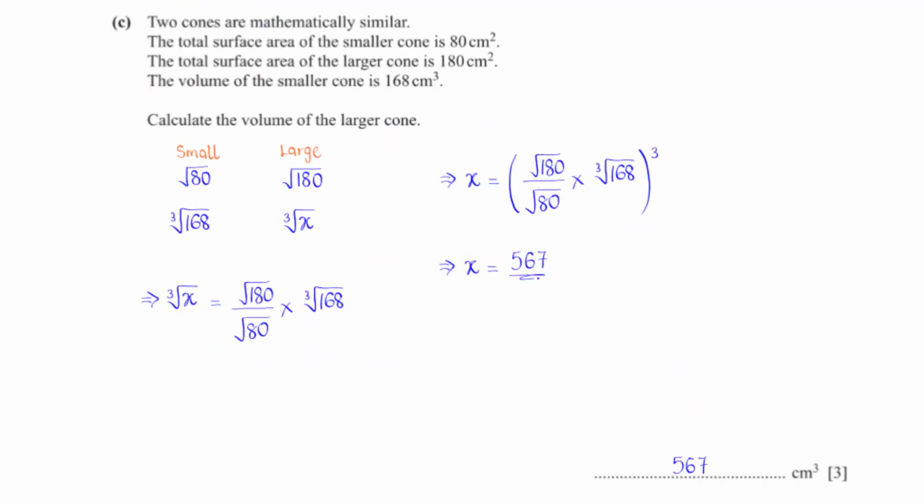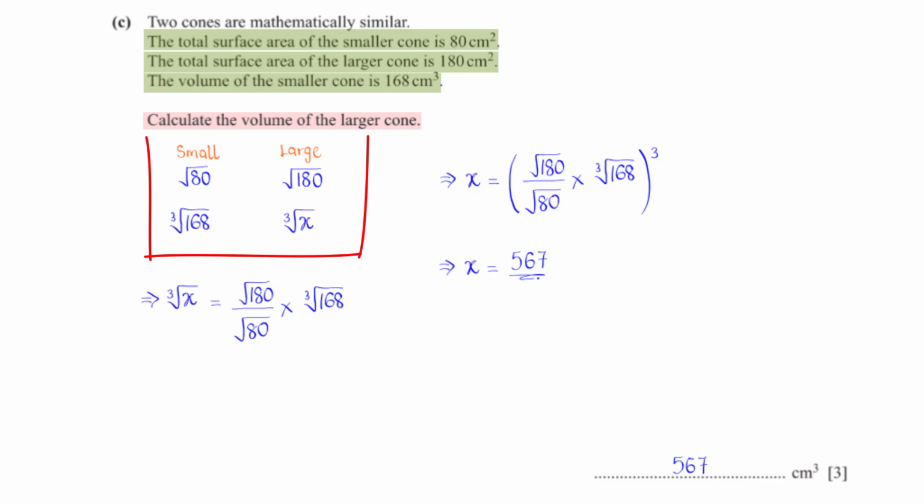Two cones are mathematically similar. The total surface area of the smaller cone is 80 centimeters squared. The total surface area of the larger cone is 180 centimeters squared. The volume of the smaller cone is 168 centimeters cubed. Calculate the volume of the larger cone. So first, let's set up our ratio.